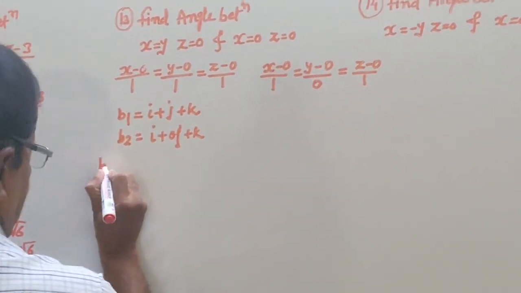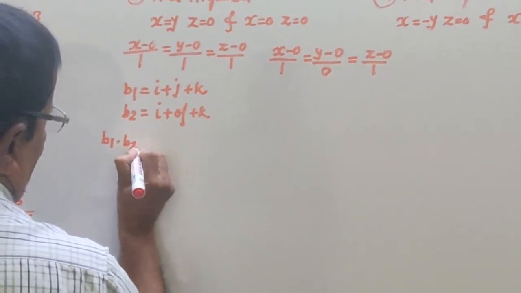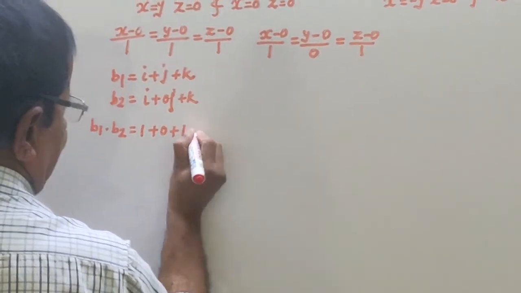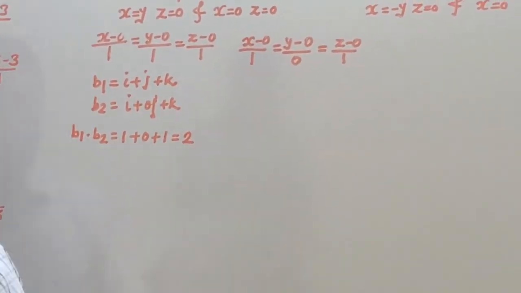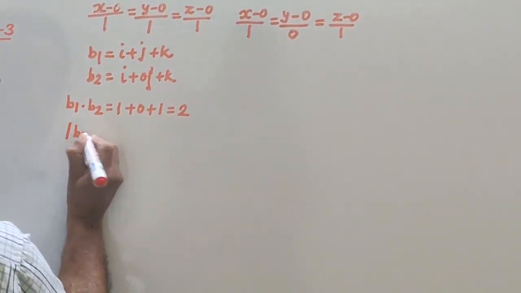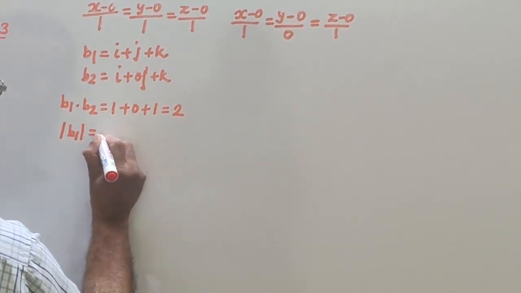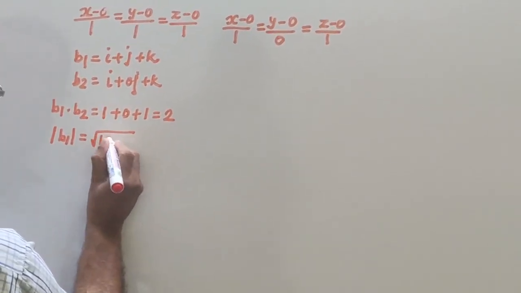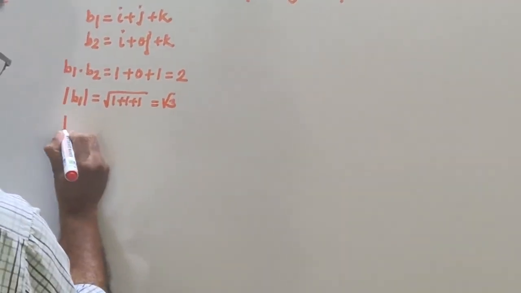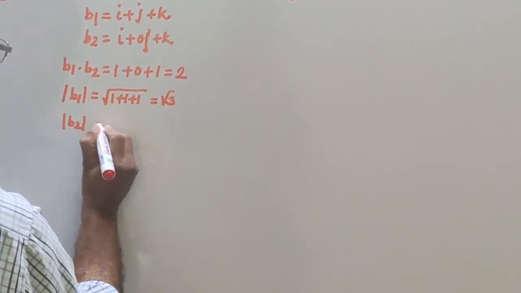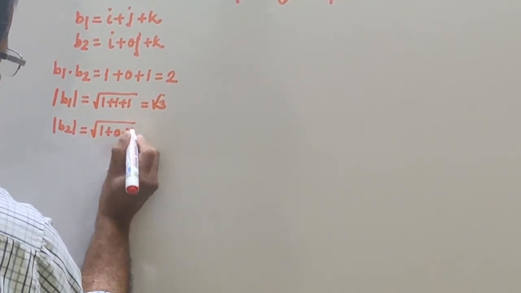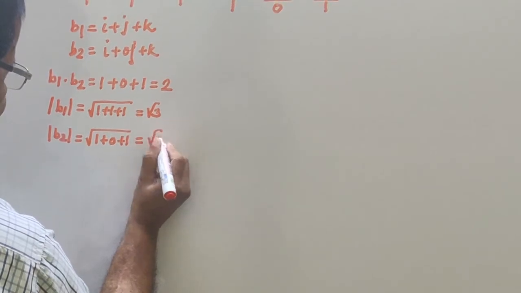Now find out b1 dot b2. 1 into 1 is 1, plus 0, plus 1, the value of this is 2. Now what will I find out? Magnitude of b1. What will come here? Under root of 1 plus 1 plus 1 is equal to root 3. Now the value of b2 is under root of 1 plus 0 plus 1, which is equal to under root of 2.